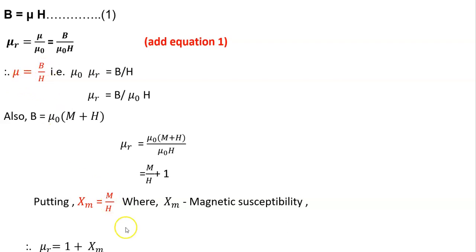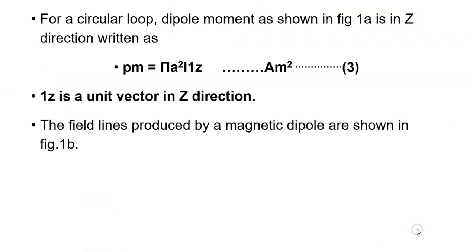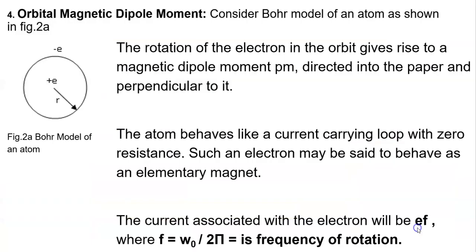So you just write down these two formulas: mu is equal to B upon H and chi m is equal to M upon H, and we have seen the derivation of this. So permeability is equal to 1 plus susceptibility. Susceptibility will be equal to mu r minus 1, and susceptibility can be negative. Permeability cannot be negative, but susceptibility can be. So those definitions we have seen.